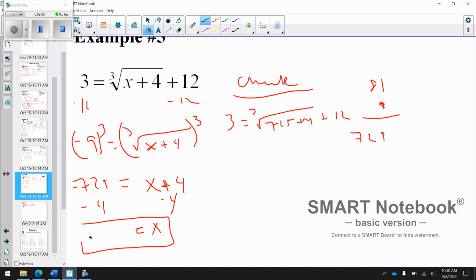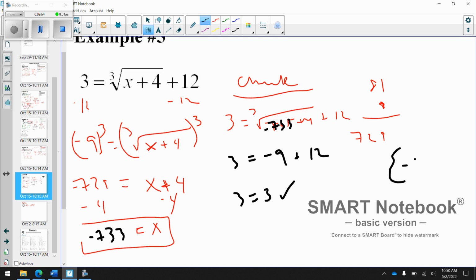So this is going to get us negative 733. So I'm going to add 4, which gets us that negative 729, which gets us negative 9, plus 12. 3 equals 3. So I know that my answer is negative 733. All right. And that's it.